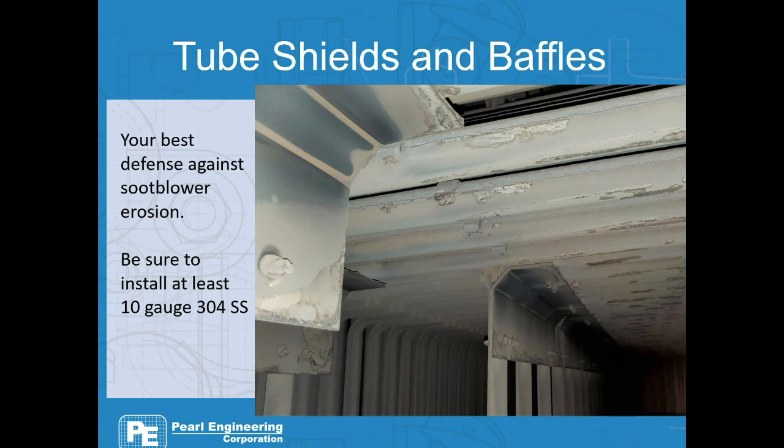Please install at least 10 gauge tube shields. Typical rule of thumb, a tube shield is going to cost you about $100 to install by the time you pay the Boilermaker labor and the material, but it's a pretty cheap investment that can help keep your unit online.